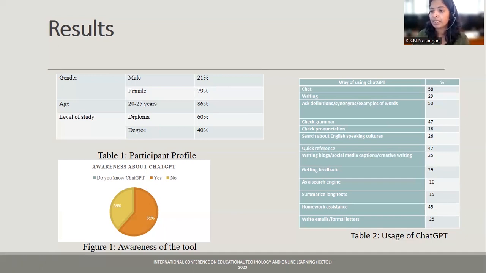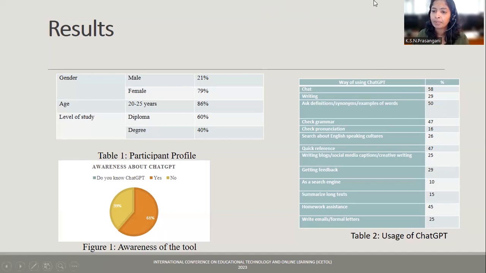And also, interestingly, 50% of the participants use ChatGPT to ask for definitions, synonyms, and examples of words. So that again shows they are very interested in improving their writing and their English by using ChatGPT. In addition to that, 47% of the participants use ChatGPT to check their grammar. So that shows their interest in improving their writing, because they can check their grammar within a few seconds by using ChatGPT.